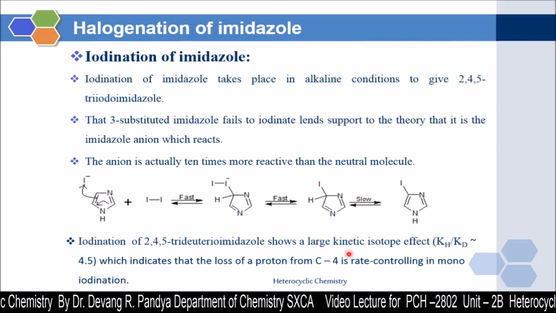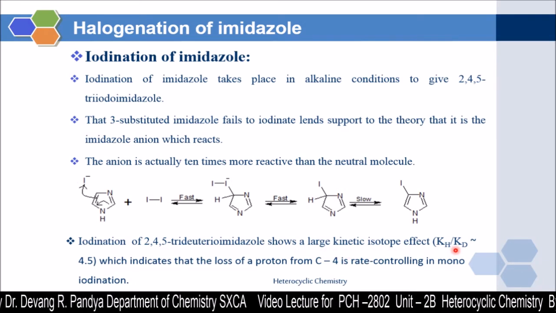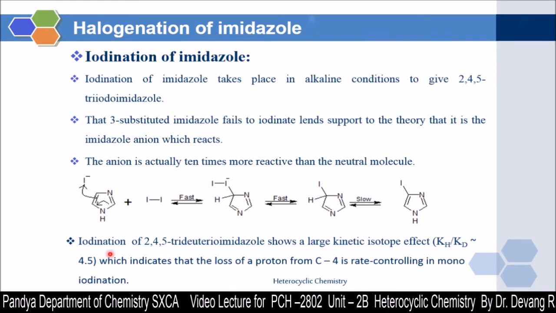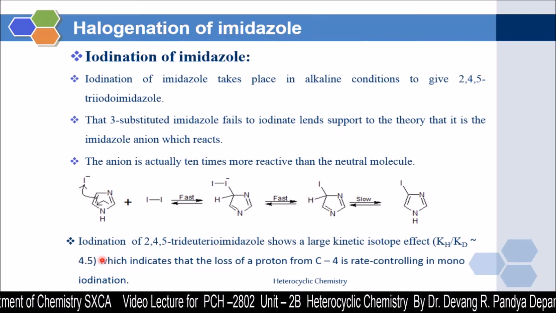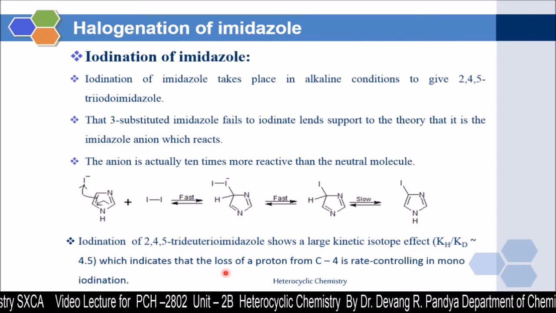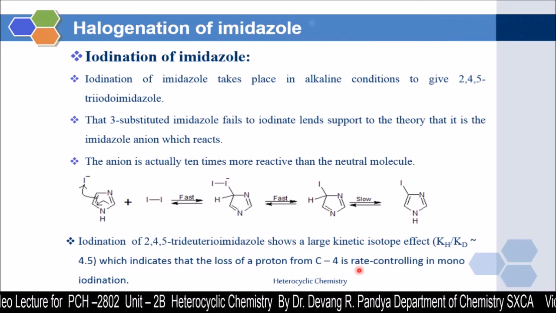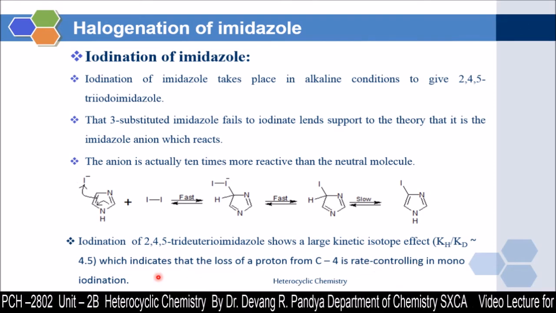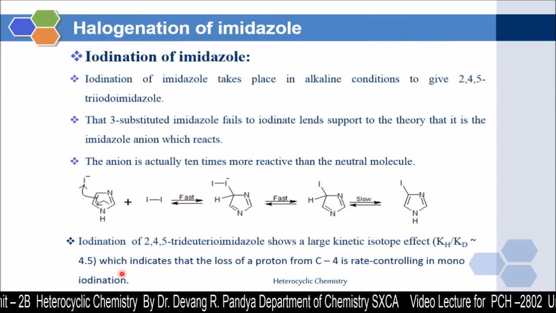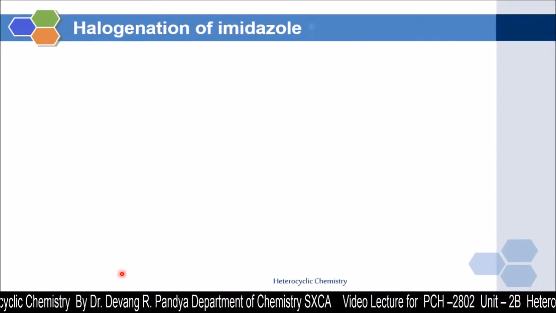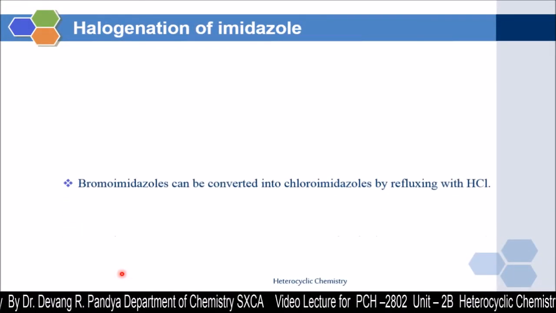Iodination of imidazole shows a large kinetic isotope effect, that is kH by kD, that is almost 4.5, which indicates that loss of a proton from carbon 4 is rate controlling in monoiodination reaction, and that is why 4 substituent we are going to obtain in large amount.